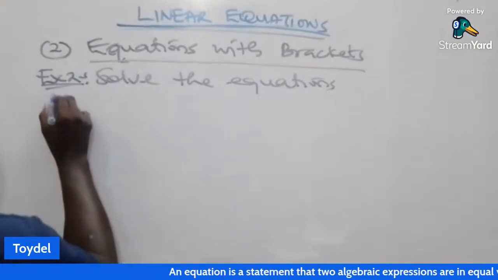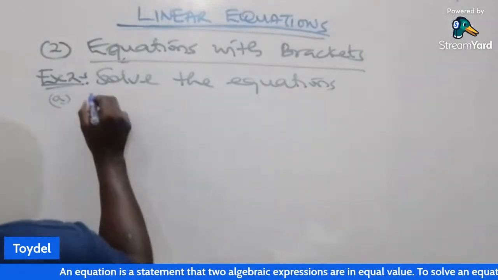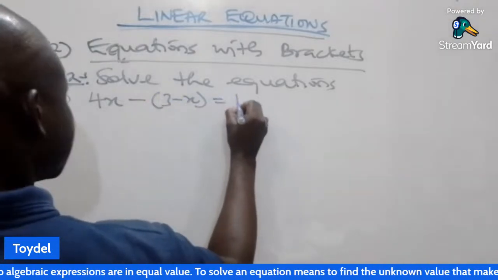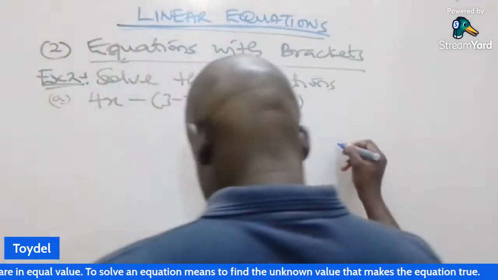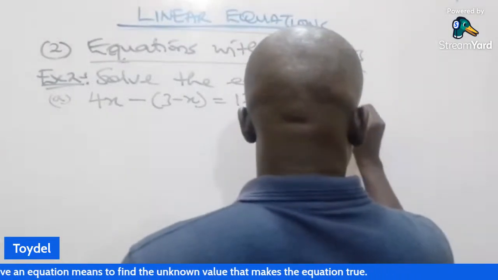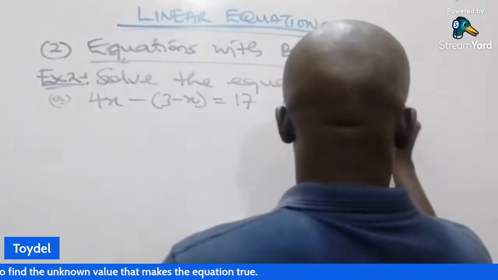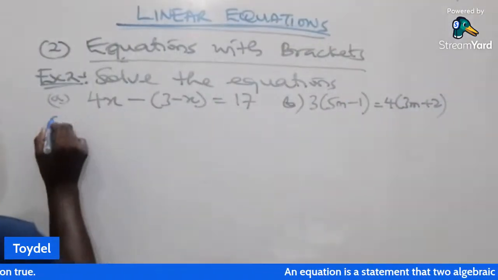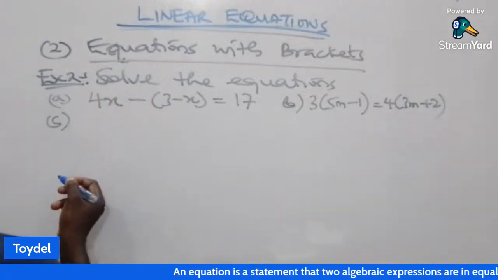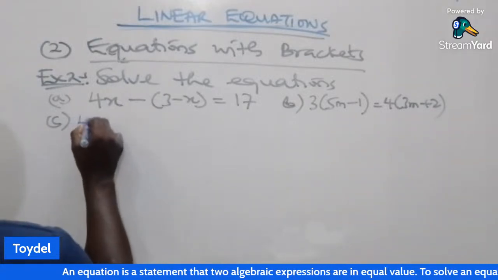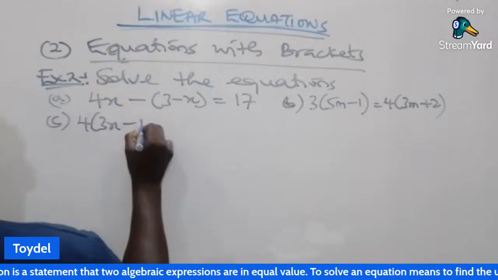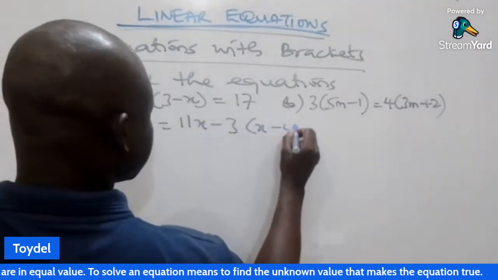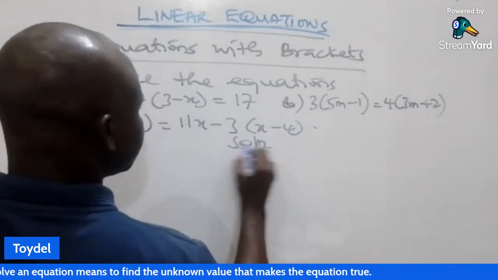So what are the equations? The first equation is where you have 4x minus into bracket 3 minus x to be equal to 17. Then we take another equation where we have 3 into bracket 5m minus 1 is equal to 4 into bracket 3m plus 2. Then let's take one more equation where we have 4 into bracket 3x minus 1 is equal to 11x minus 3 into bracket x minus 4. So these are the 3 equations that we are going to solve in this case.